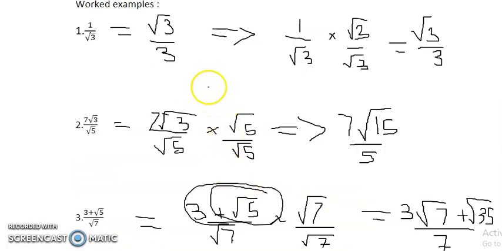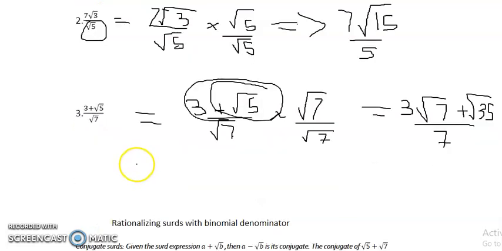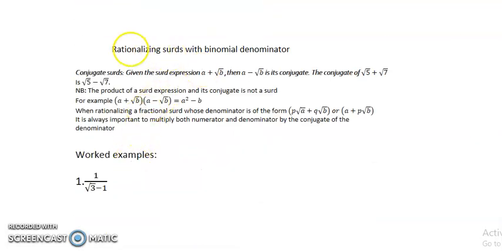Now let's see these questions. The denominators were like this: root of 3, root of 5. They were just one root. Now let's see rationalizing surds with binomial denominator, where the denominator is expressed as a plus root of b. So now conjugate surds. Given the surd expression a plus root of b, then its conjugate is a minus root of b.